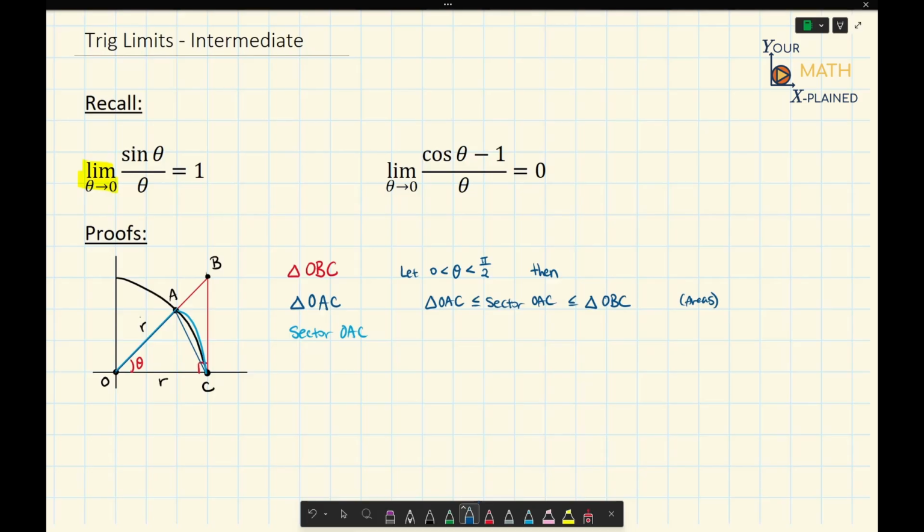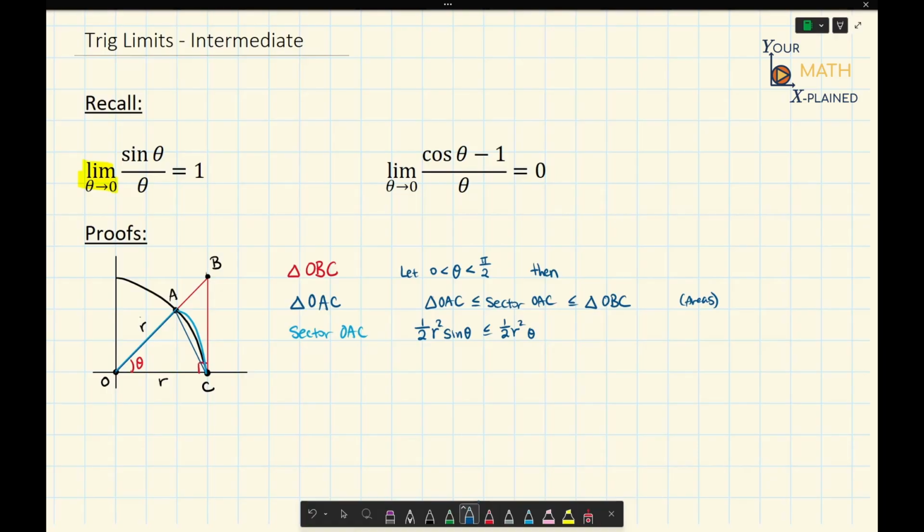Now the area of triangle OAC, we can use the formula 1/2 ab sine theta, where a and b are the two sides of the triangle, and theta is the angle in between a and b. So here we can see that our a and b would be r, and then the angle in between is theta. Therefore, the area of triangle OAC is 1/2 times r squared times sine theta. Now the area of sector OAC is 1/2 times r squared times theta.